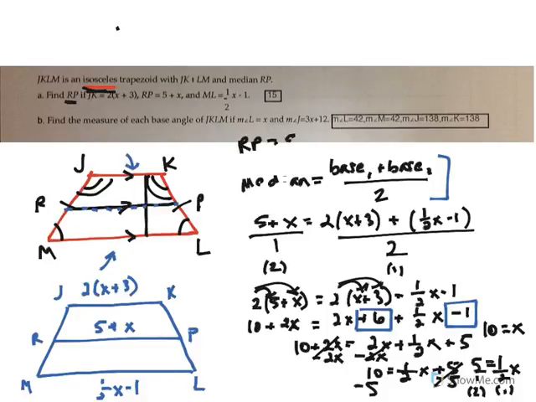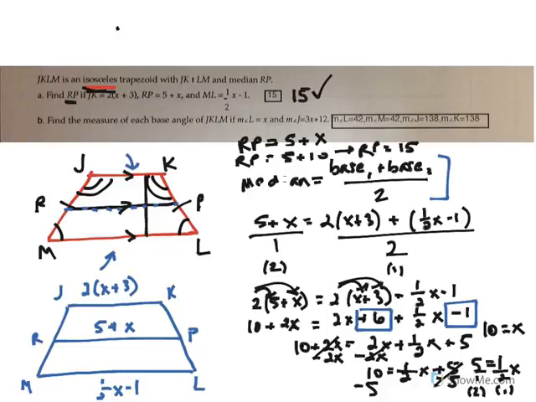RP is 5 plus x. So now I need to substitute in the 10 that I found. Let me put this under the x. I need to substitute in the 10 that I have found to get the RP. And RP is going to be 15. We got 15, that is the answer.